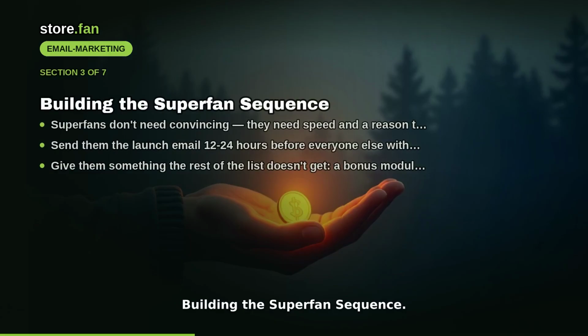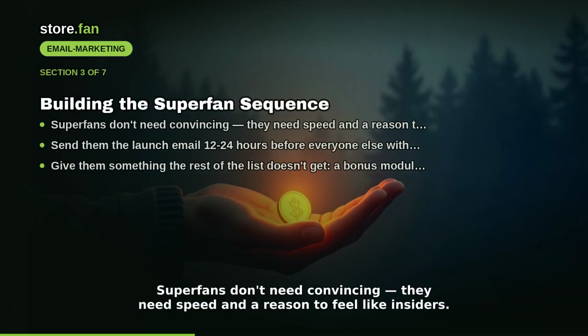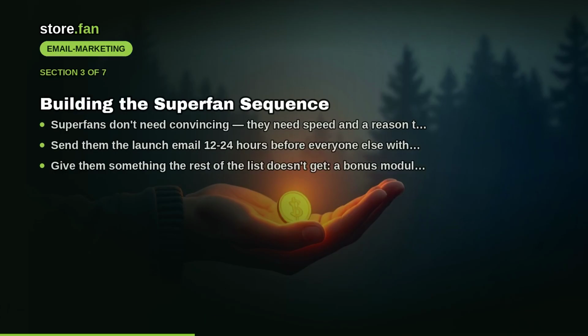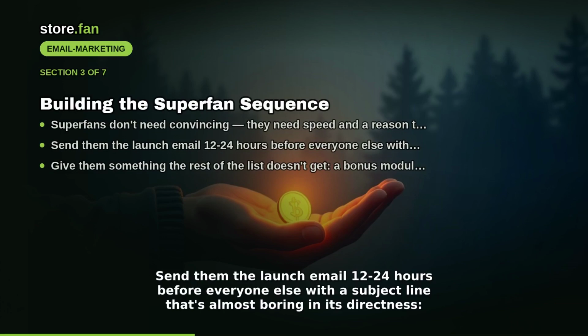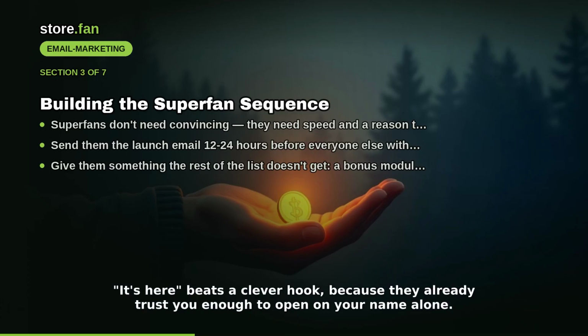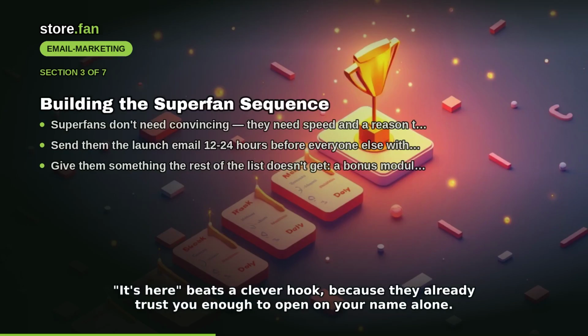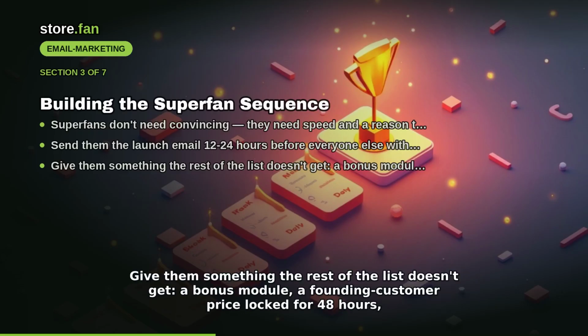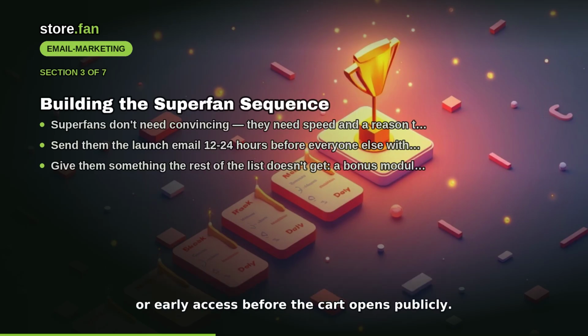Building the superfan sequence. Superfans don't need convincing. They need speed and a reason to feel like insiders. Send them the launch email 24 hours before everyone else with a subject line that's almost boring in its directness. It's here beats a clever hook, because they already trust you enough to open on your name alone. Give them something the rest of the list doesn't get. A bonus module, a founding customer price locked for 48 hours, or early access before the cart opens publicly.